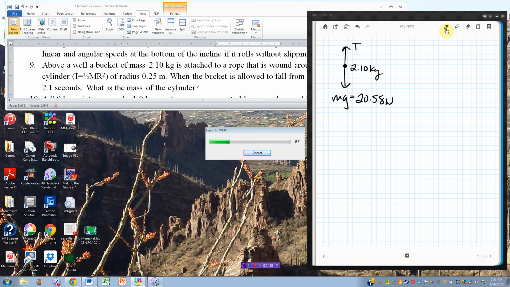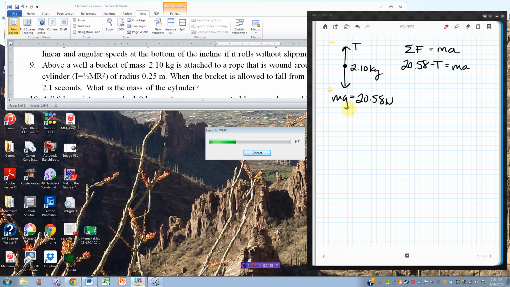And that's it. I'm going to say that since this bucket is only going to fall, I'm going to make down positive and up negative. Then I write Newton's second law, net force equals ma, for this bucket. So the net force in this case would be 20.58 minus T equals mass times acceleration. What is the acceleration, you may ask? To find the acceleration, we have to do a little bit of kinematics.